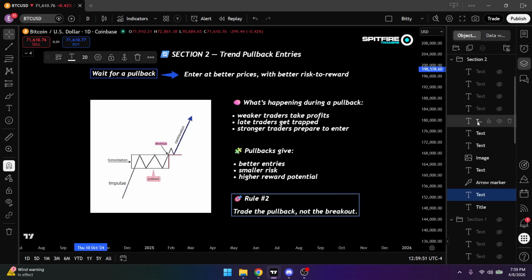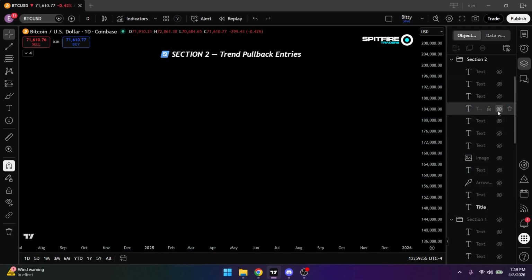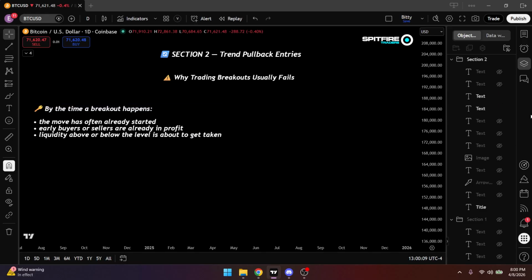Now let's talk about why trading breakouts usually fails. It feels logical. Price breaks a level, so you expect it to keep going. But in reality, by the time a breakout happens, the move has often already started, early buyers or sellers are already in profit, and liquidity above or below the level is about to get taken. What usually happens is price breaks the level, attracts breakout traders, then either pulls back or reverses, trapping late entries. This is because many breakouts are actually liquidity grabs or the final push before a pullback.